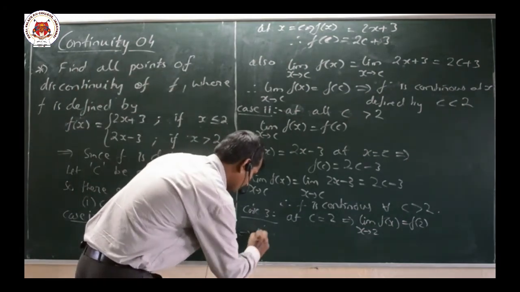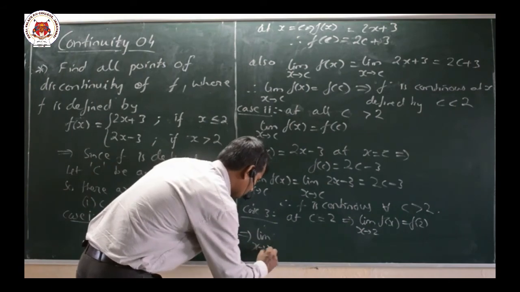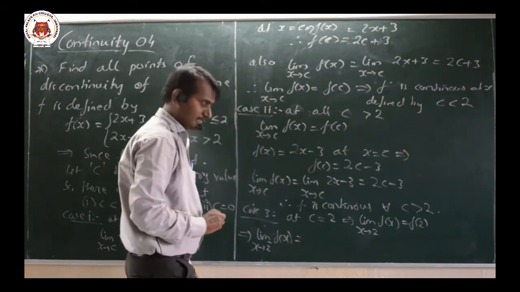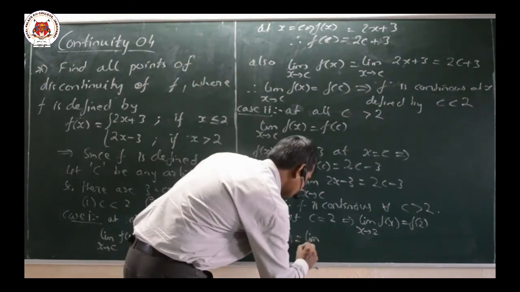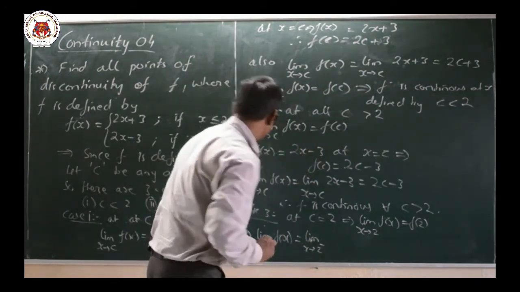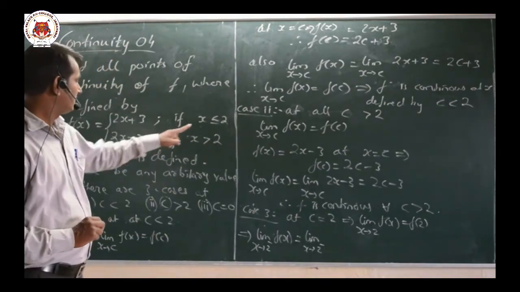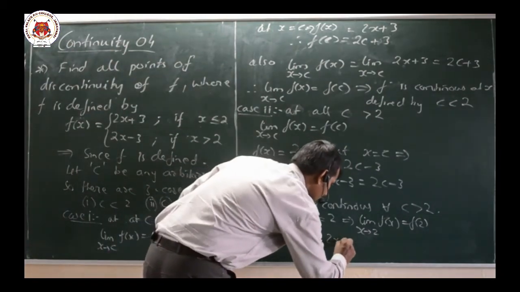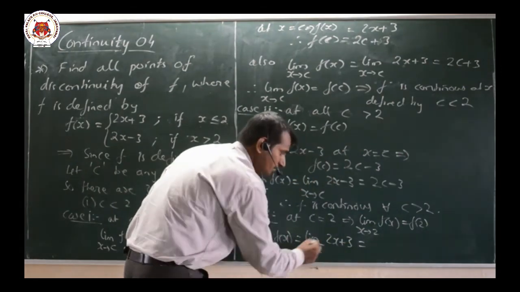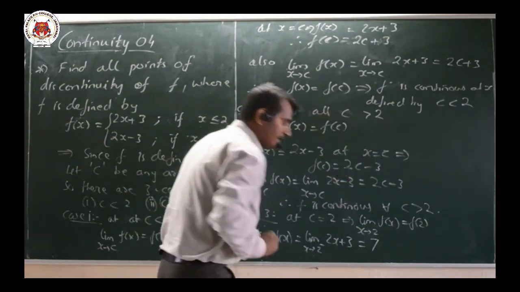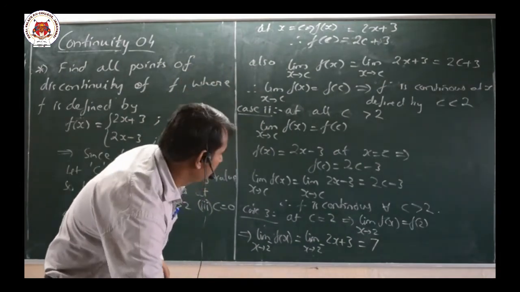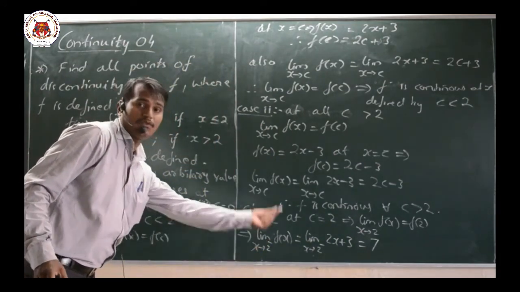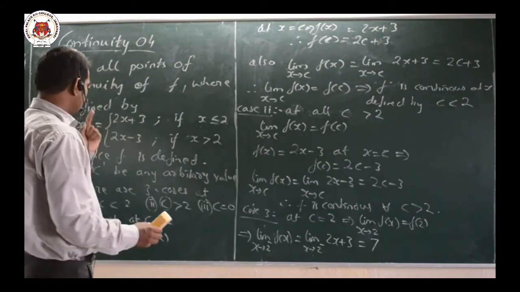So what we get here: limit as x tends to 2 minus of f of x, which is equal to limit as x tends to 2 minus of the function f of x value. The function f of x for x less than 2 is 2x plus 3. Substituting 2 here, 4 plus 3, that is 7. Now friends, similarly we shall start for limit as x tends to 2 plus of f of x.